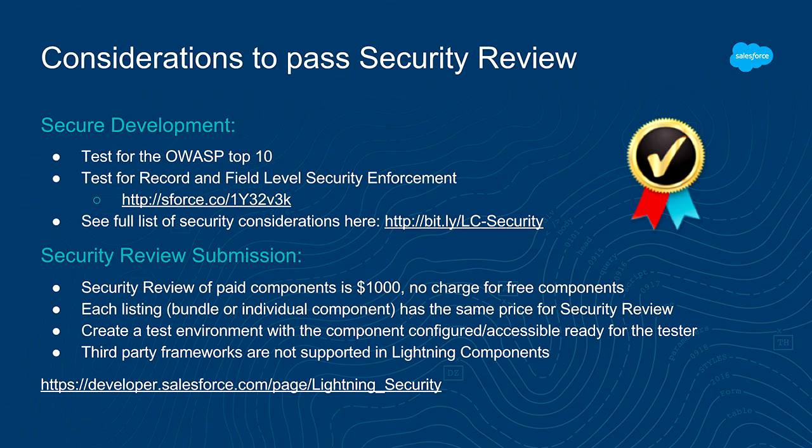Also, you need to test for record and field level security. So that has to be enforced. And then some other considerations for a security review. If you're distributing a component and you're charging for it, you have to pay for a security review, and it's $1,000 per component or per component bundle. So it's $1,000 per listing, whether it's an individual component or a group of components. Also, in order to submit for security review, you have to create a test environment with everything set up and configured. So the testers on the Salesforce side have to log in, and everything's ready to go for them.